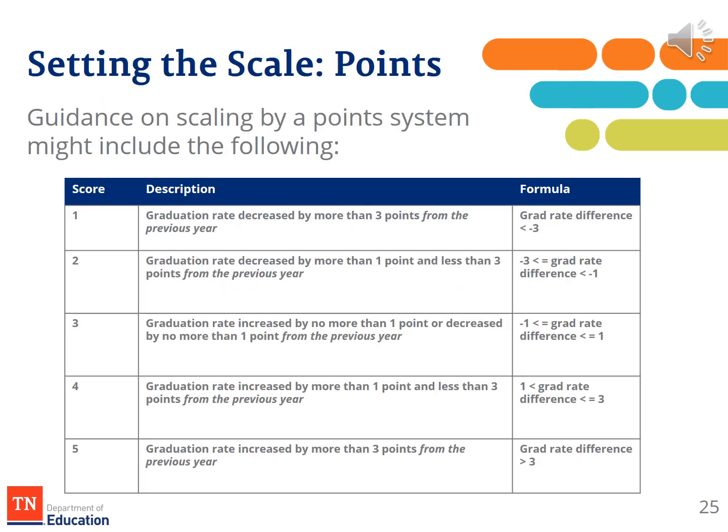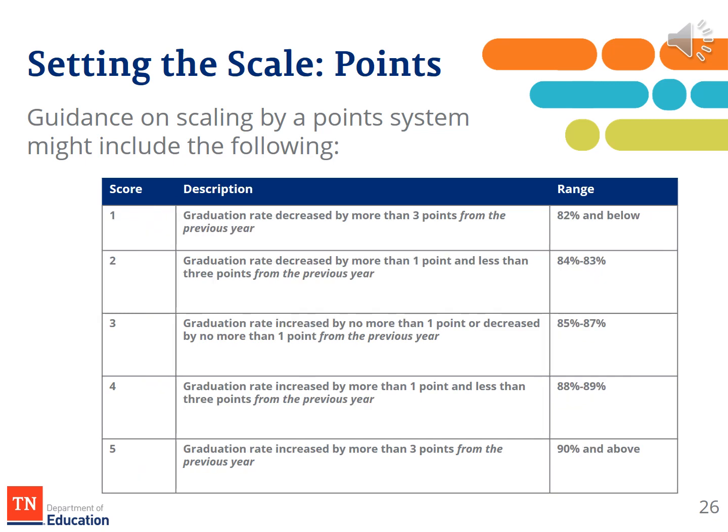Here is an example of how a district might scale graduation rate as an achievement measure. Scales should be set and communicated prior to measure selection. In this example, the school's graduation rate from the previous year was 86%. The corresponding scale is shown. This type of scaling could be used on any points-based achievement measure scale.